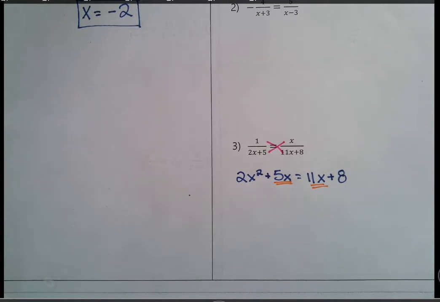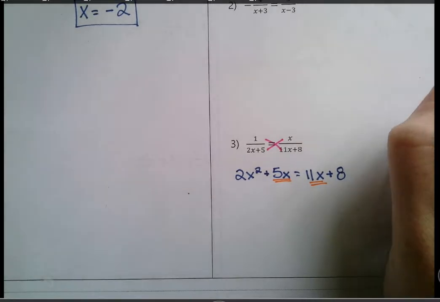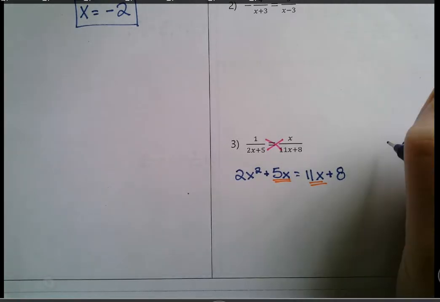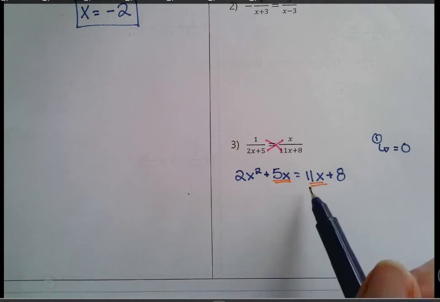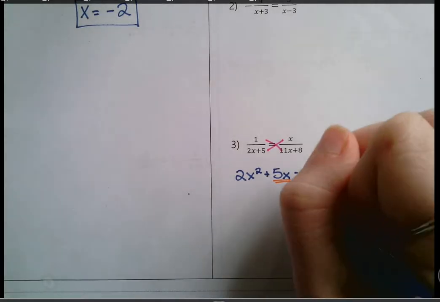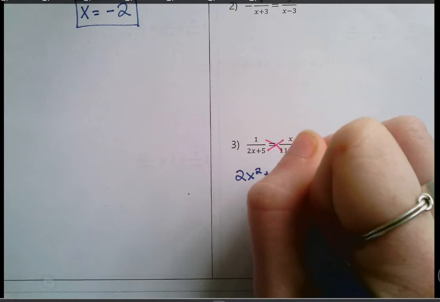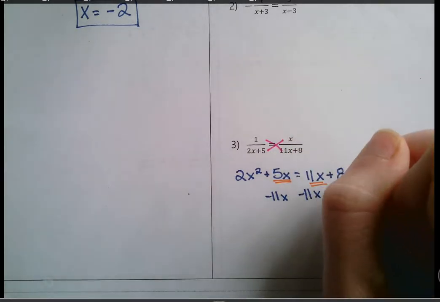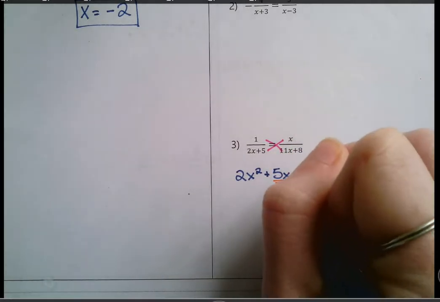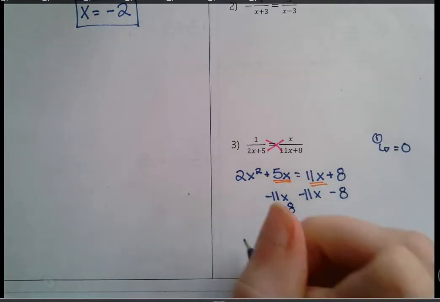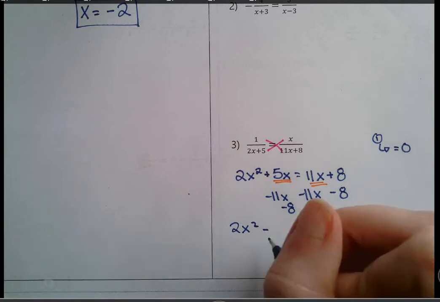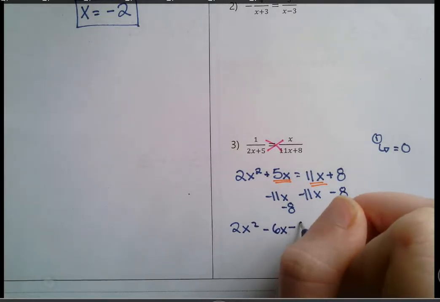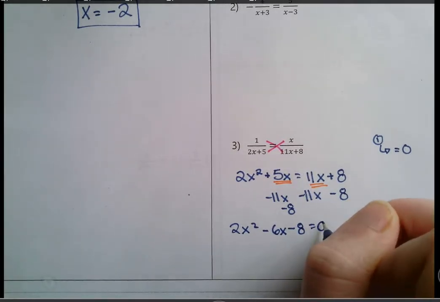But both of those strategies say, hey, you need this equal to 0. So that's going to be our first step of solving here, is getting this equal to 0. So I'm going to subtract 11x from both sides. I'm also going to subtract that 8 from both sides. That leaves me with a 2x squared minus 6x minus 8 is equal to 0.